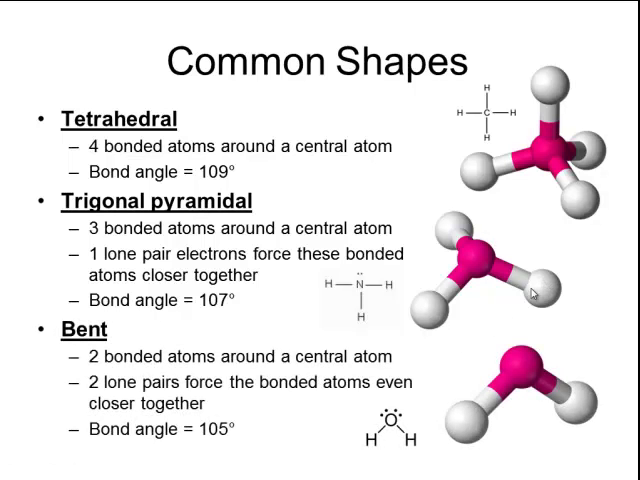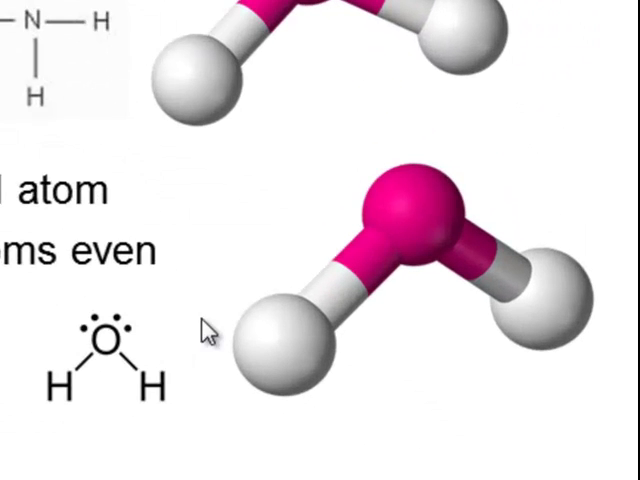A third common shape is called bent. In a bent molecule, there are 2 bonded atoms around a central atom. Water is an example of a bent molecule. If I look at the structural formula for water, there are 2 bonded hydrogens around that central atom of oxygen. Notice that the oxygen also has 2 lone pairs surrounding it.